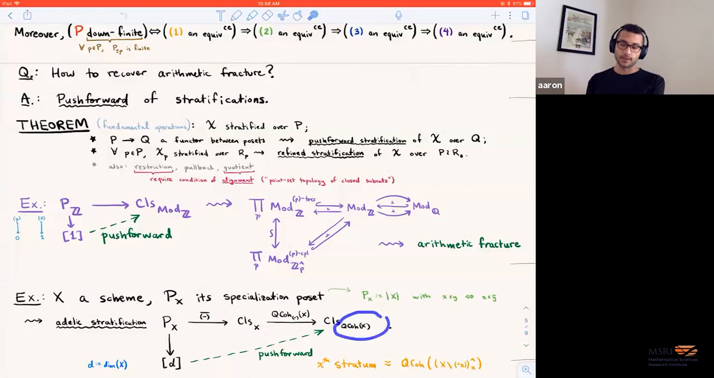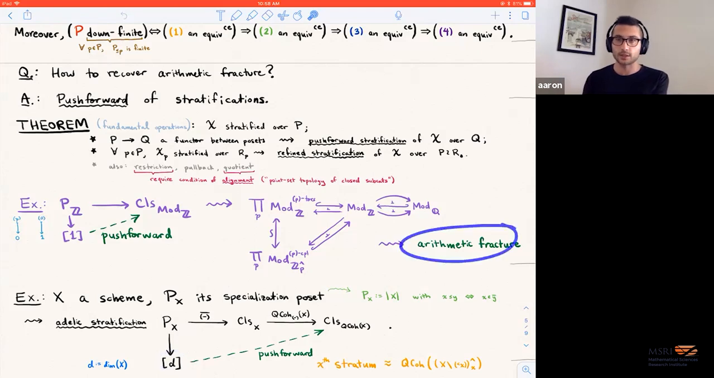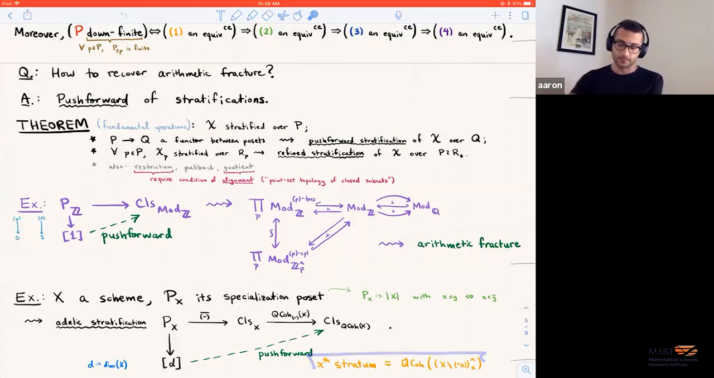And P_X is generally not down finite, as we just saw in the case of X equals Spec Z. But I can take its push forward. If d is the dimension of X, I can take its push forward here. And then I get a stratification over this finite, and in particular down finite poset, which must converge. And this is an adelic reconstruction theorem that generalizes the arithmetic fracture square to any nice scheme. All right, and here's an approximate description of the strata.